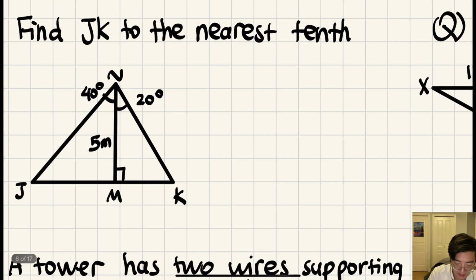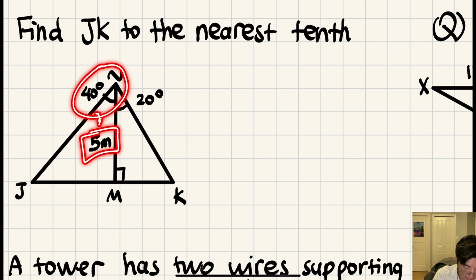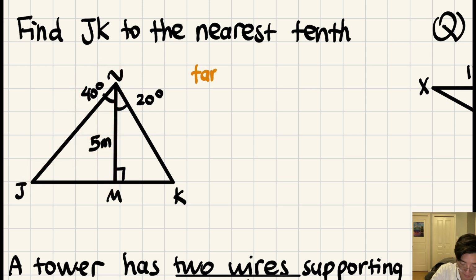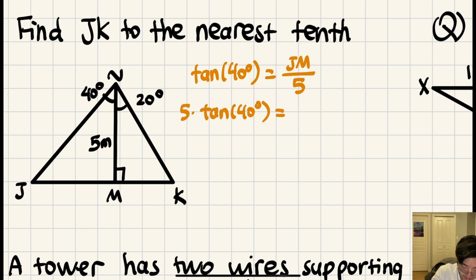Okay, so let's start with JM here. Looking at this angle, we have 40 degrees. Adjacent to this 40 degrees is 5 meters, and we want the opposite of that. So we use tangent. The tangent of 40 degrees is opposite, which is JM, over the adjacent, which is the 5 meters. So we multiply the 5 onto each side to get JM. And JM equals 4.2 meters.